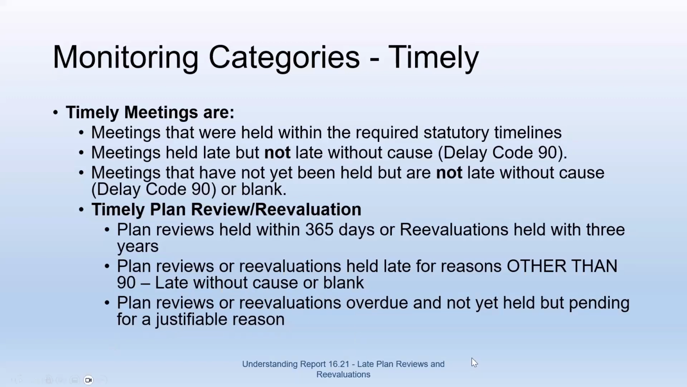So more specifically, the category of timely plan review and reevaluation includes plan reviews held within 365 days or reevaluations held within 3 years. It includes plan reviews or reevaluations held late for reasons other than 90, which is late without cause, or blanked, right? Can't leave it blank. And it also includes plan reviews or reevaluations that are overdue and not yet held, but they're pending for a justifiable reason.